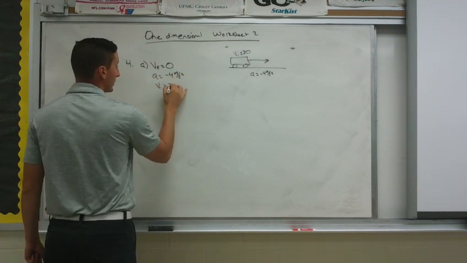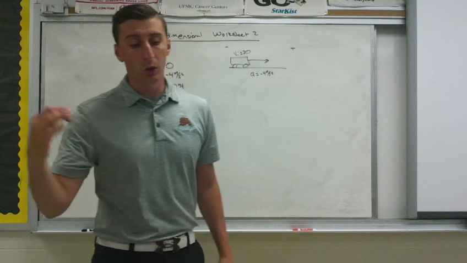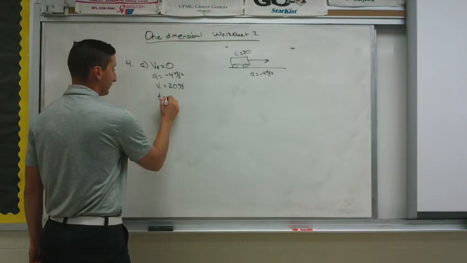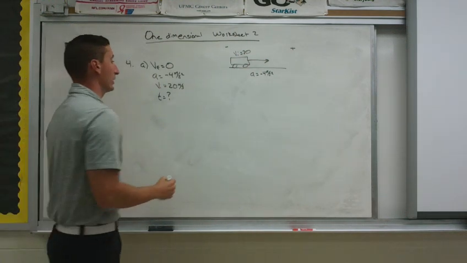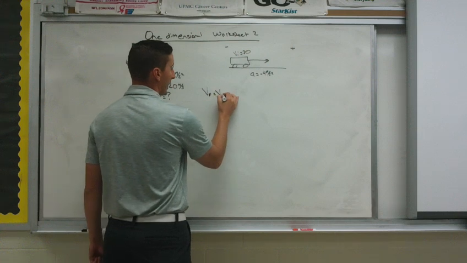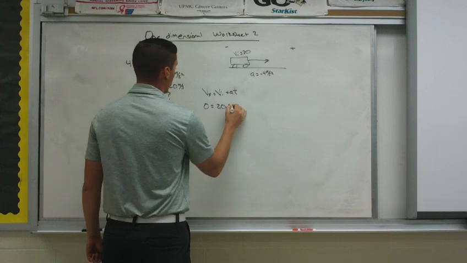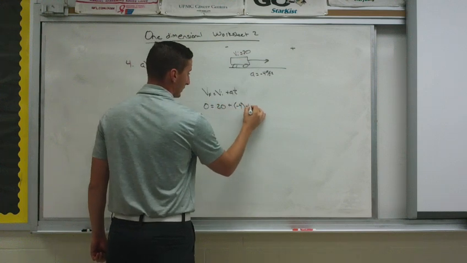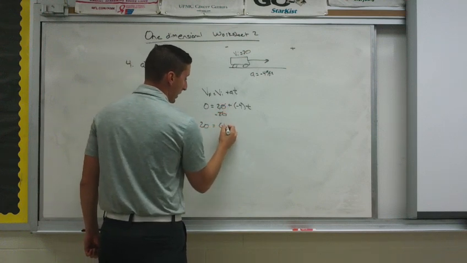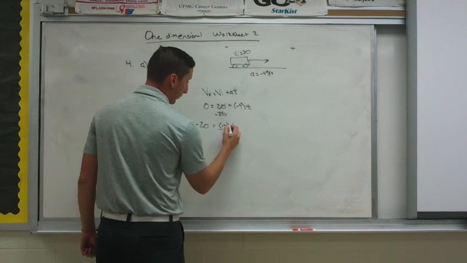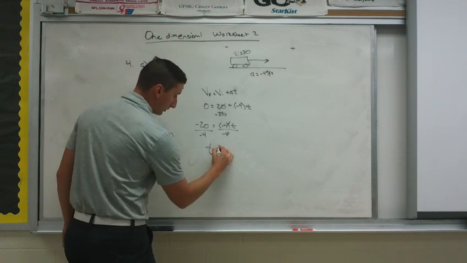My initial velocity is 20 meters per second. And part A asks me to find how long, in other words, time. I look at the variables. Which equation can I use? I can use this one: VF equals VI plus AT. VF is 0, VI is 20, plus negative 4t. Subtract 20, it cancels out. I get negative 20 equals negative 4t. Divided by negative 4, that cancels out. T equals 5 seconds.